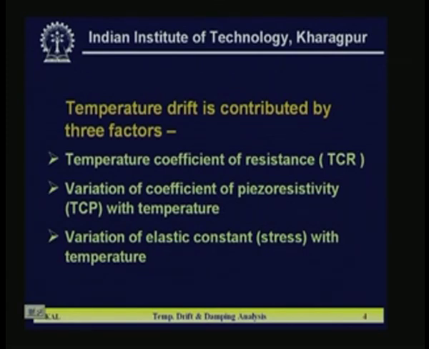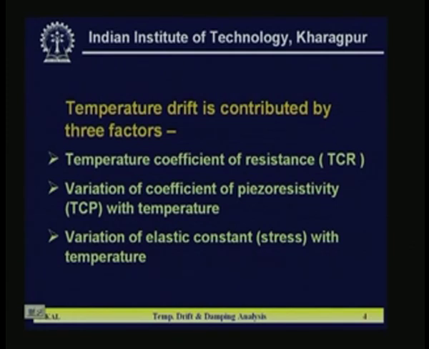There is a third point. The third parameter is the variation of elastic constant with temperature. Elastic constants mean the shear modulus or Young's modulus. Those are mechanical parameters, basically coming from stress and strain; the ratio of stress by strain is Young's modulus, and the shear modulus is also there. We define all those parameters. They are also temperature dependent. So, we will see how much their temperature dependence is, and because of that the resistance may change, which may change the output voltage.